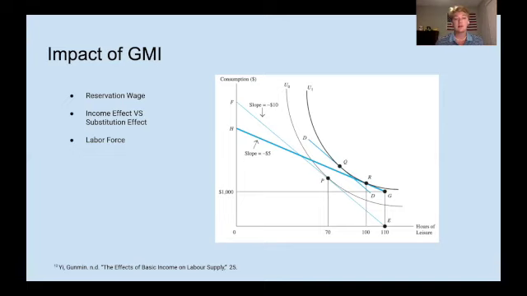Next, I'll be talking about the substitution and income effect of the GMI, of course. So the substitution effect has the income rising, and therefore the marginal rate of substitution for the work and labor will end up increasing. This person is now willing to work more hours because their income is increasing, while the cost of leisure is also increasing, meaning it takes more income to take 1 hour of leisure off from working.